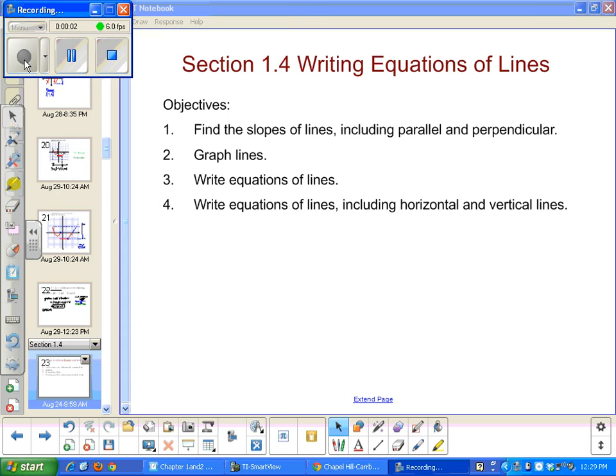Section 1.4, we're going to be writing equations of lines. So a few of the things we're going to do is find slopes of lines, and that includes parallel and perpendicular lines. We're going to be able to graph lines using the calculator and also without the calculator, write equations of lines and write equations of lines including the horizontal and vertical lines.